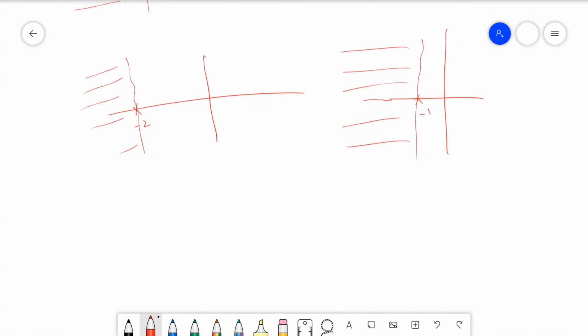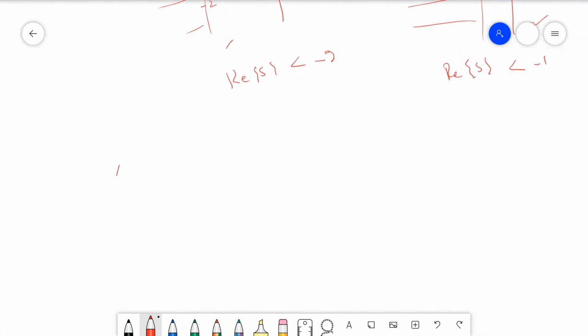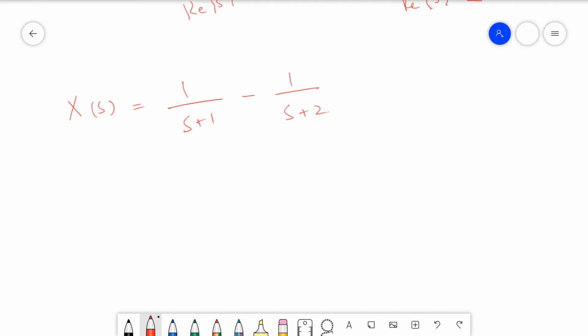So the region of convergence of the first term, or the term associated with minus 2, is real of s less than minus 2, and the region of convergence of the second term, we should write it as real of s less than minus 1. So from this region of convergence we can see that the first term is a left sided signal and also the second term. Okay, so let me write the terms again. So X(s) was 1 over (s plus 1) minus 1 over (s plus 2). So now we know that these two terms are for signals which are left sided signals.